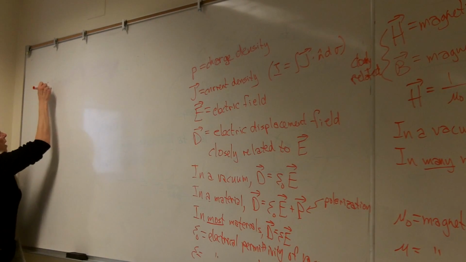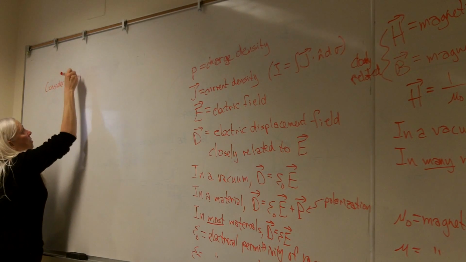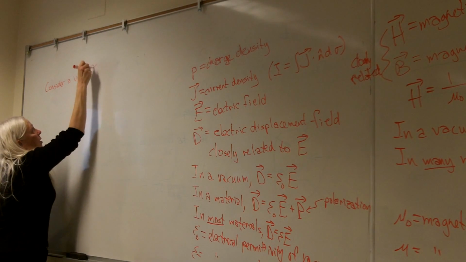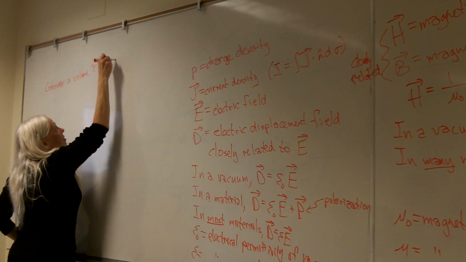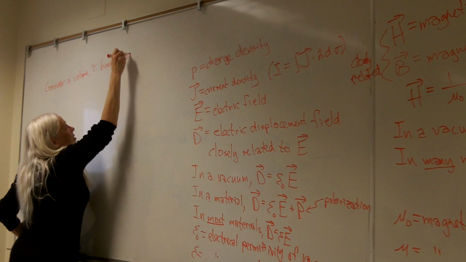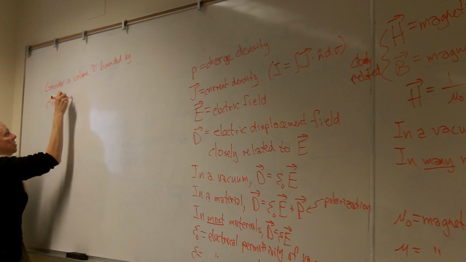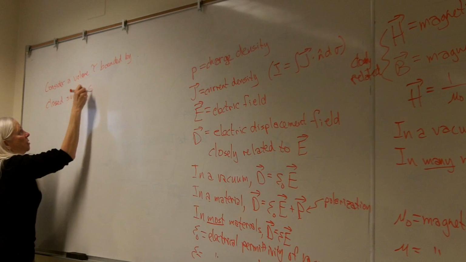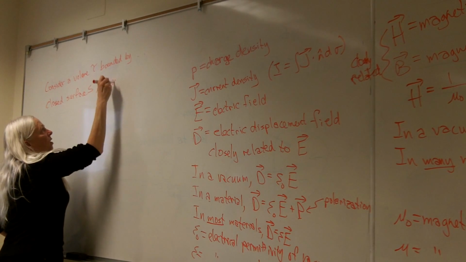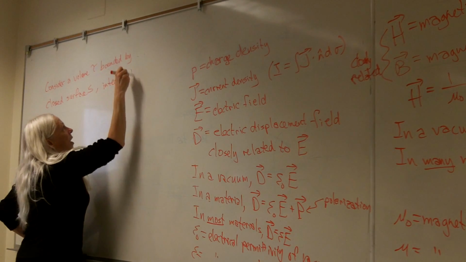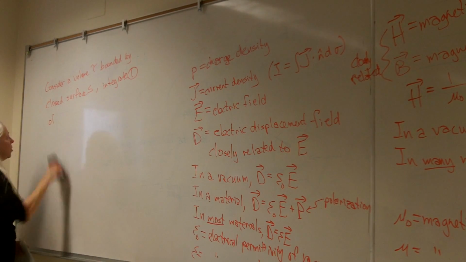So again, let's think about a volume tau that is bounded by a closed surface S. And let's take the first one of Maxwell's equations, Gauss's law, and integrate it over that volume, tau.